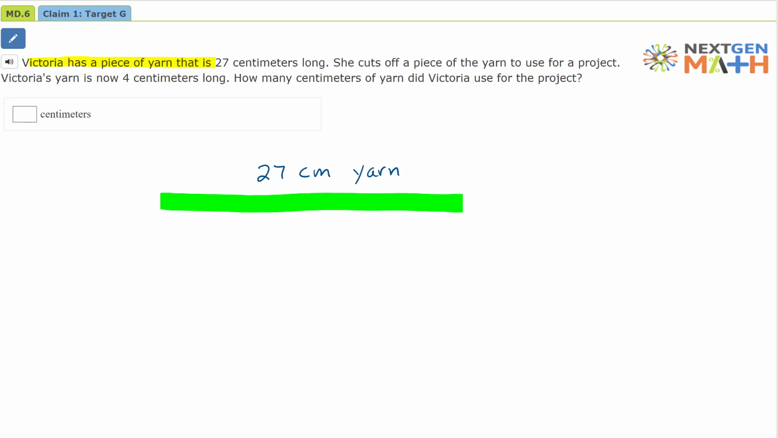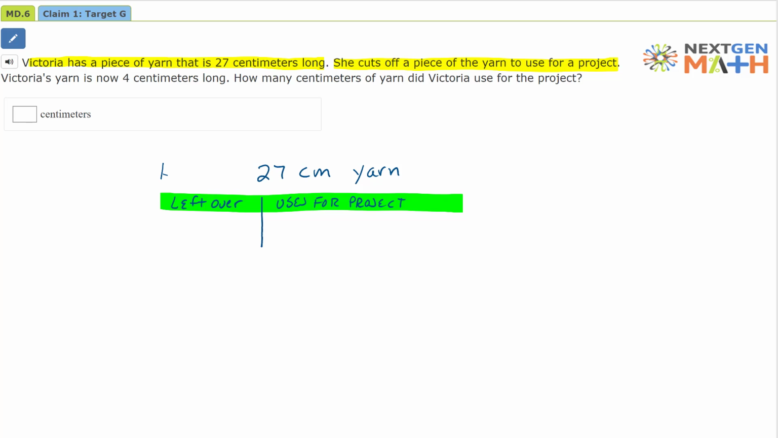Victoria has a piece of yarn that is 27 meters long. That's what we just drew. Now she cuts off a piece of yarn to use for a project. So she's going to cut off a piece of the yarn. Let's say she cuts the piece of the yarn right here. This is what she uses for the project, and this is what's left over.